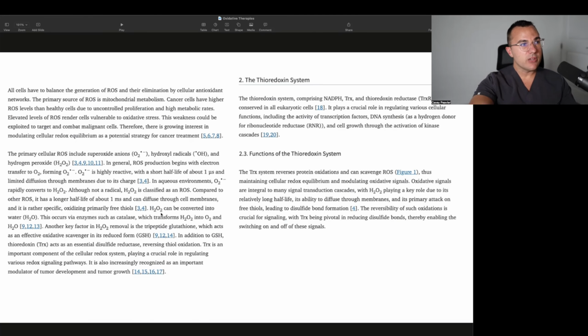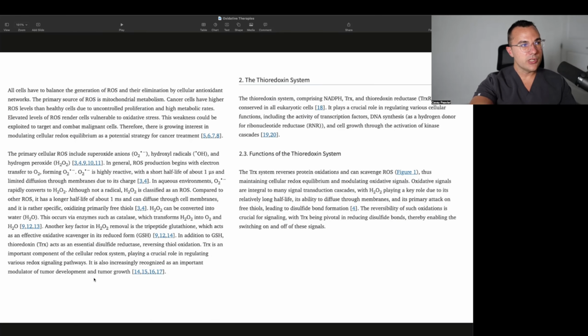Hydrogen peroxide can be converted into water. This occurs via enzymes such as catalase, which we'll talk about in a future video, which transforms hydrogen peroxide to O2 and water. Another key factor in hydrogen peroxide removal is the tripeptide glutathione, which acts as an effective oxidative scavenger in its reduced form, GSH.